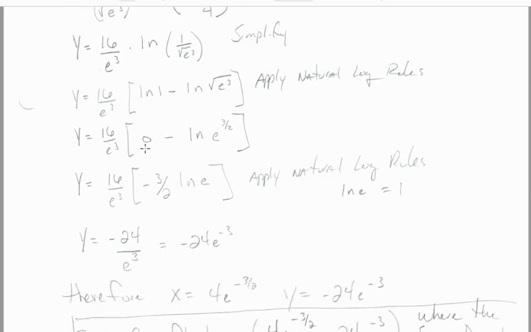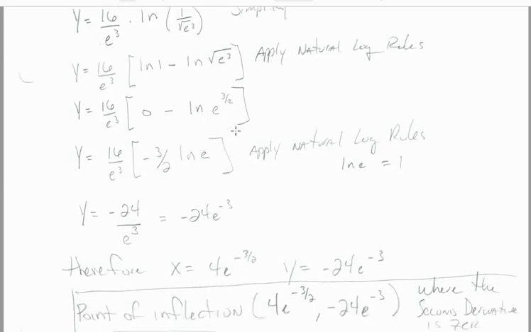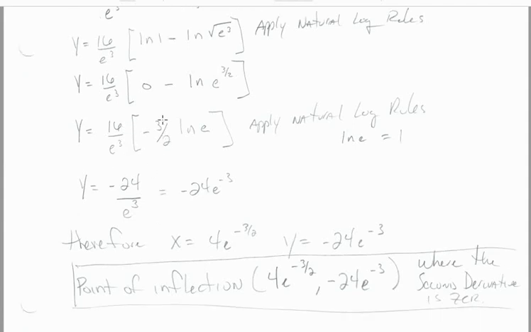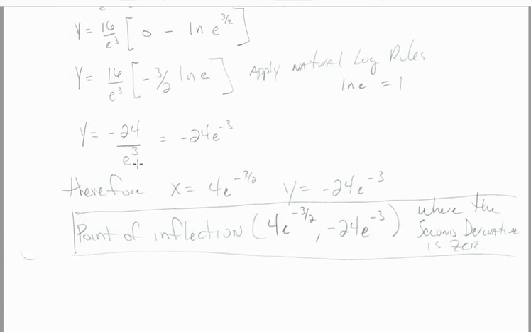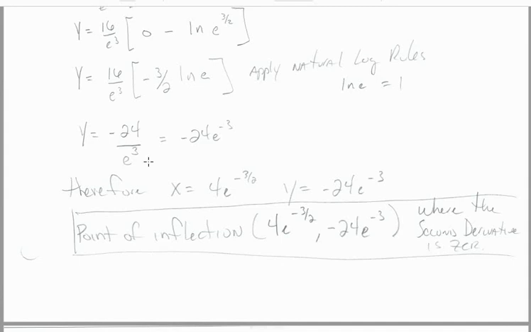Now, natural log of 1 is 0, so that term is going to go away. Then we're going to have natural log of, let's take that radical, or that square root sign, and rewrite it as a fraction. Natural log of e to the 3/2. Then we can use the power rule, that 3/2 can come down in front. So we're going to have 16 over e cubed times negative 3/2 natural log of e. And we know that the natural log of e is 1, so I can replace that. So it's really 16 divided by e cubed times negative 3/2 ends up giving us negative 24 over e cubed. And if we write that out, it's going to be negative 24 e to the minus 3.